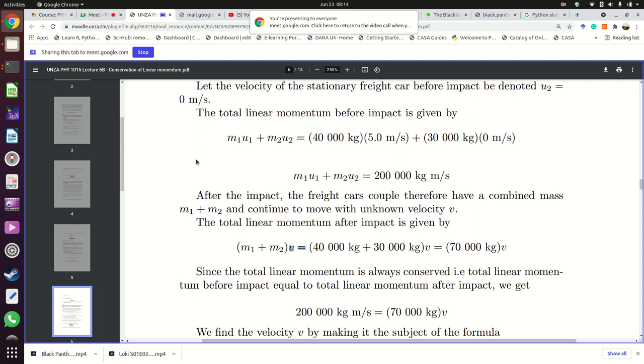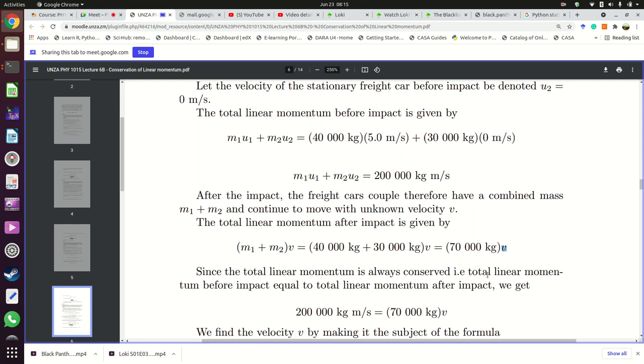So what can we do? We know the mass of the first freight car, we know the mass of the second freight car. The first freight car has a mass of 40,000 kg. The second one has a mass of 30,000 kg. So we can add these masses, and we end up with 70,000 kg. After we add these masses, we multiply with the velocity. So the combined mass of these cars is now 70,000, multiplied by the velocity after impact, which is V.